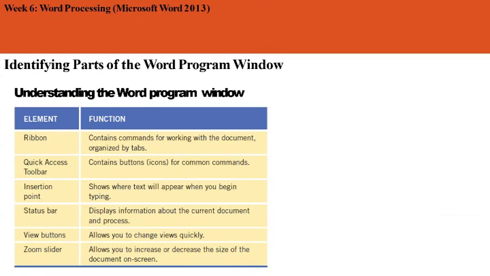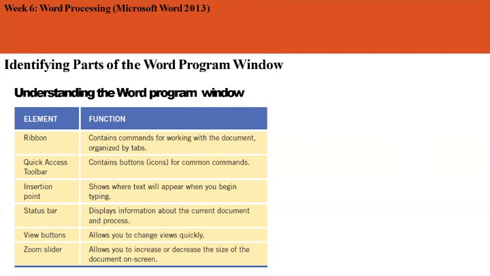Then we have also the insertion point. So the insertion point shows where text will appear when you begin typing. So yung sabi ko kanina, doon ka mag-i-start ng document mo, doon ka pwedeng maglagay ng text or pwede ka rin maglagay ng graphics. So that is the insertion point. It is a blinking bar. And then we have also the status bar.